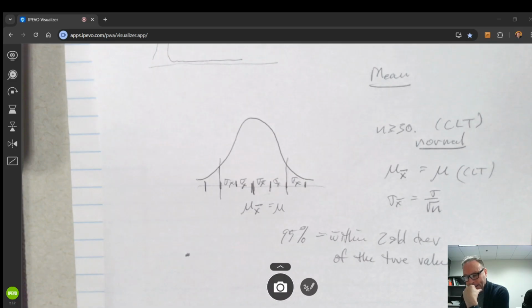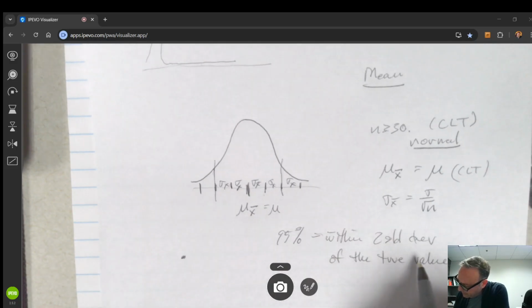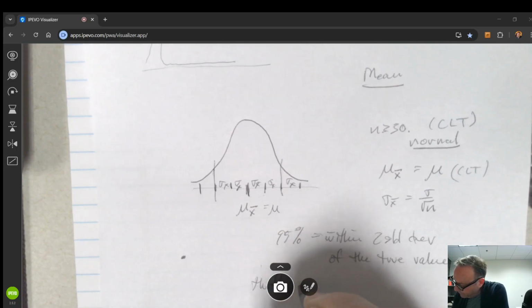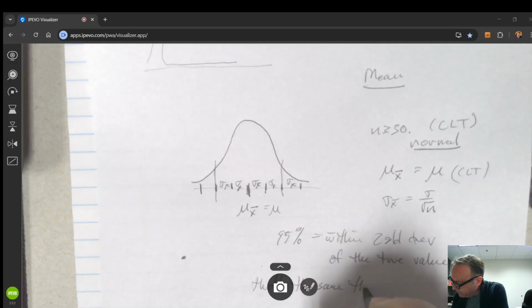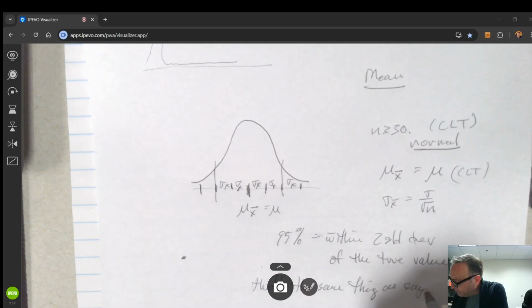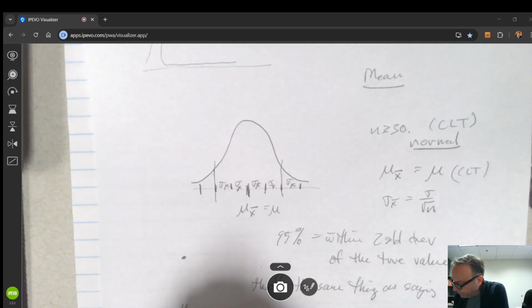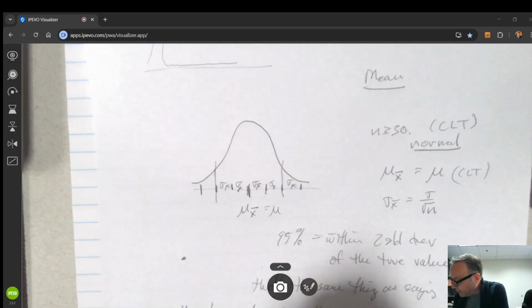Since I know that my sample is 95% likely to be within 2 standard deviations of the true value, that's the same thing as saying the true value is within 2 standard deviations of my sample.